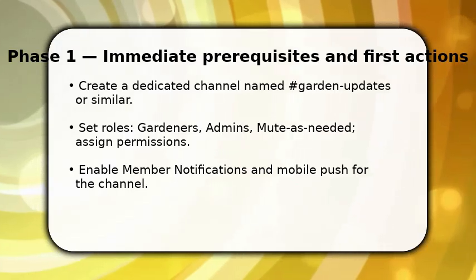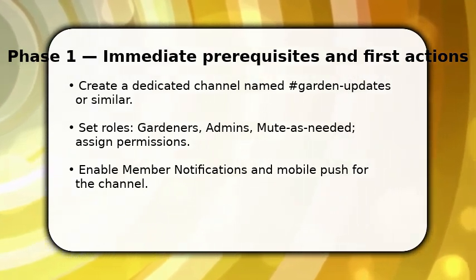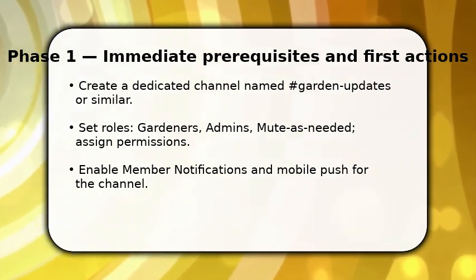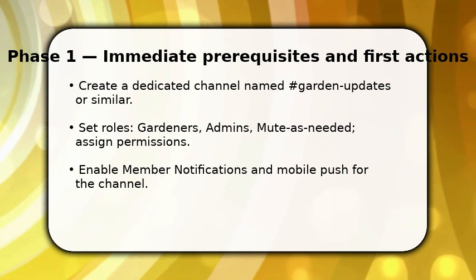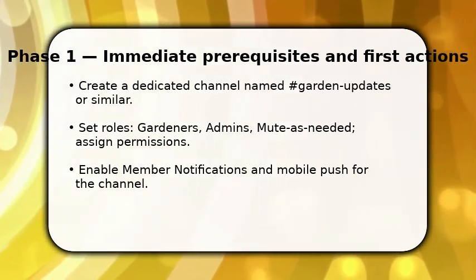You start by creating the space and permissions. Make a #garden-updates channel, and assign a gardener's role right away. Once done, set channel notification overrides so members receive all messages or only mentions, depending on their preference. You want the mobile push enabled and desktop badges active.